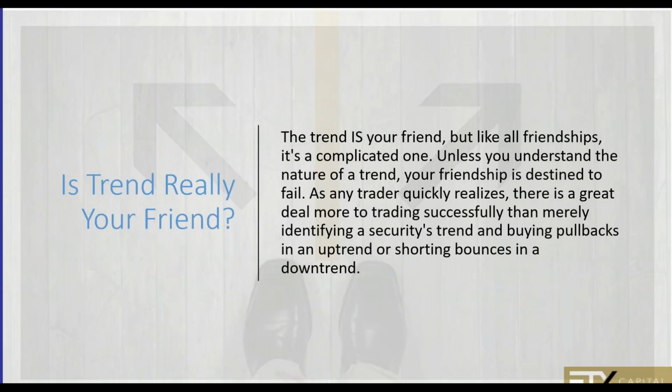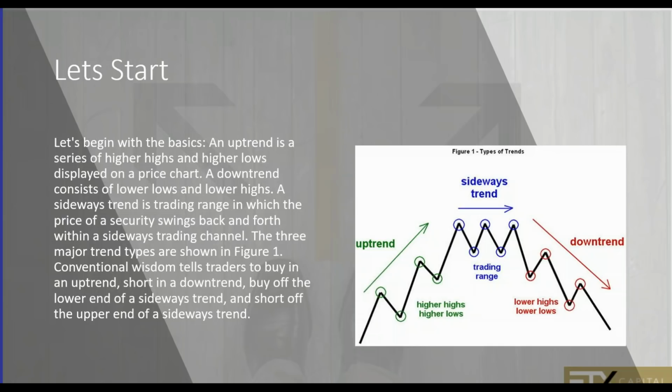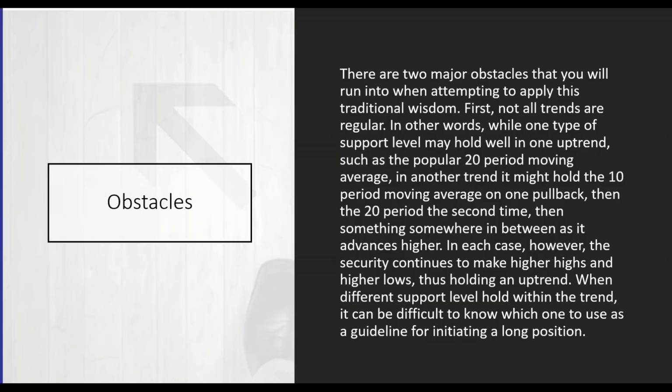As any trader quickly realizes, there's a great deal more to trading successfully than merely identifying a security's trends and buying pullbacks in an uptrend and shorting bounces in a downtrend. So again, an uptrend is a series of higher highs and higher lows. A downtrend consists of lower lows and lower highs. Exact opposite. Now, there are two major obstacles that we'll run into when you're trying to apply this wisdom.